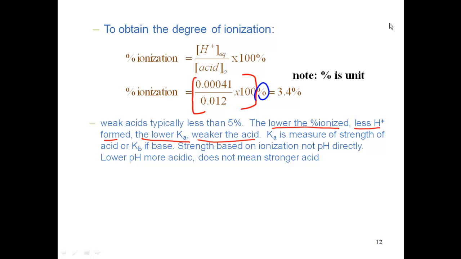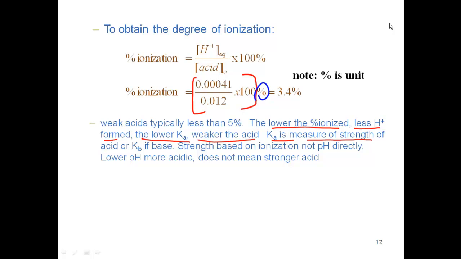Realize that Ka is a measure of the acid strength. The size of K gives me an idea of how strong that acid is, or Kb if it's a base. Strength is based on ionization, not the pH of the solution. So strength is based on ionization by definition. The strength of an acid is based on how much it ionizes. The more it ionizes, the stronger the acid. pH doesn't directly tell me anything about strength.